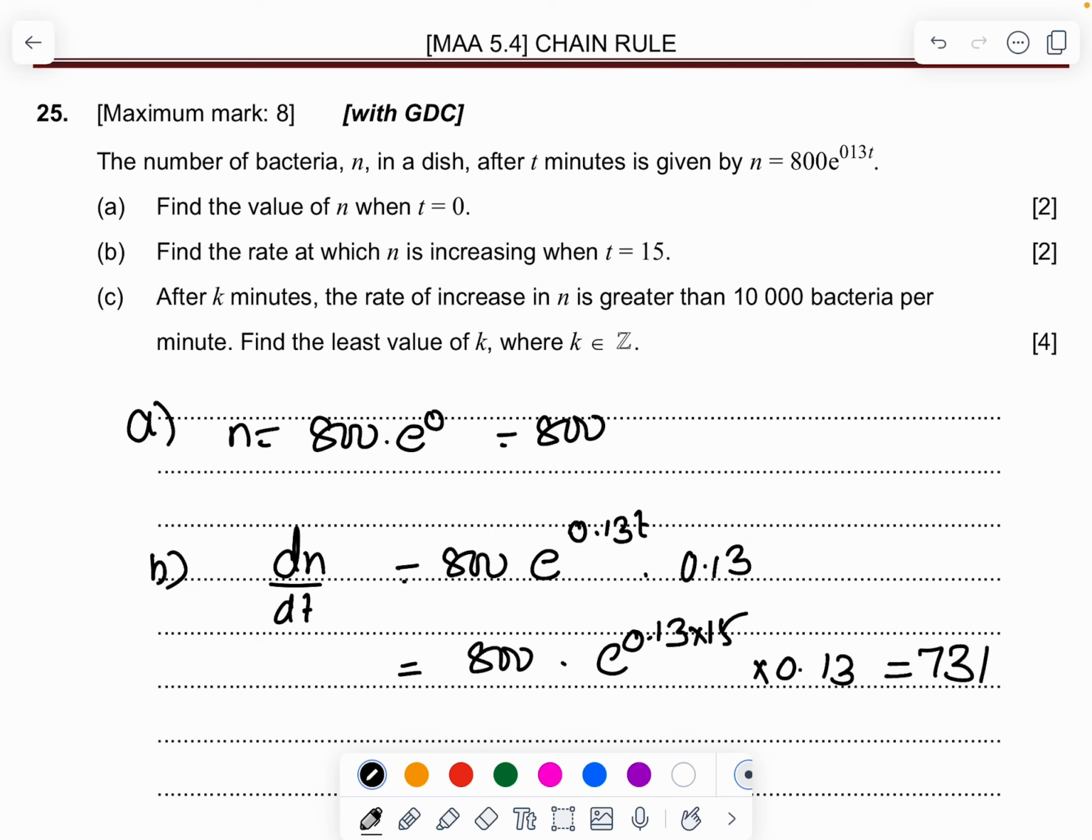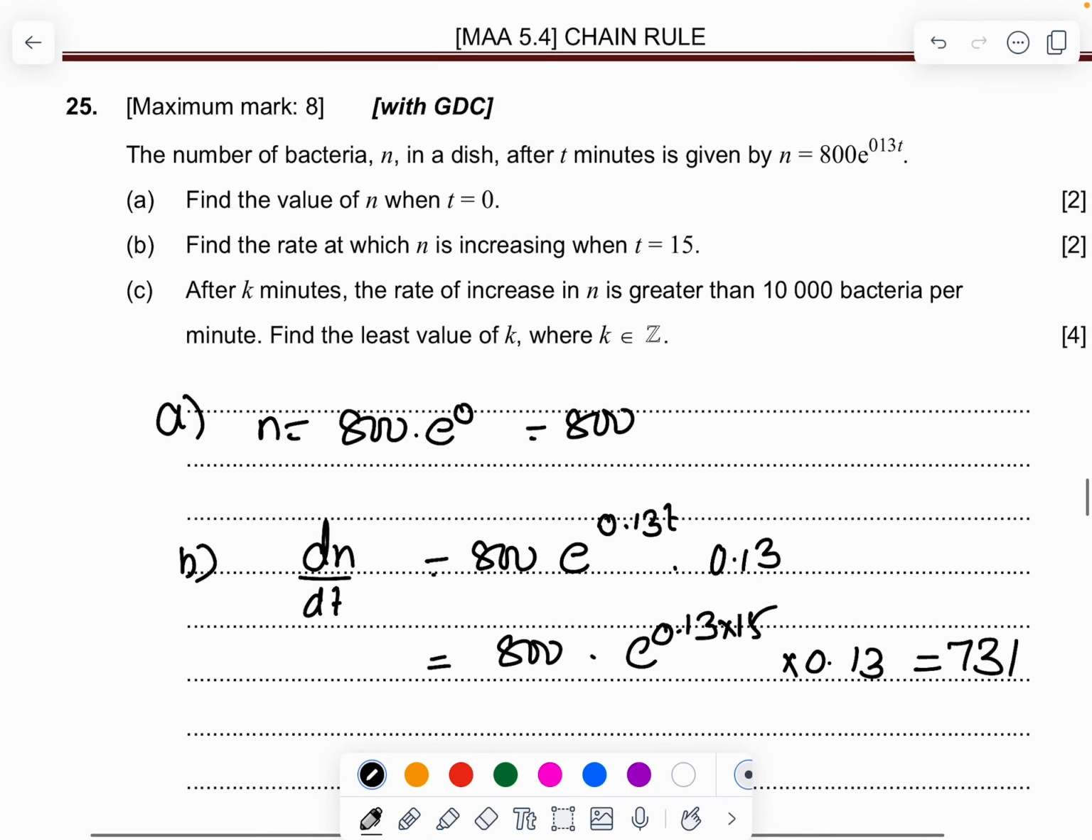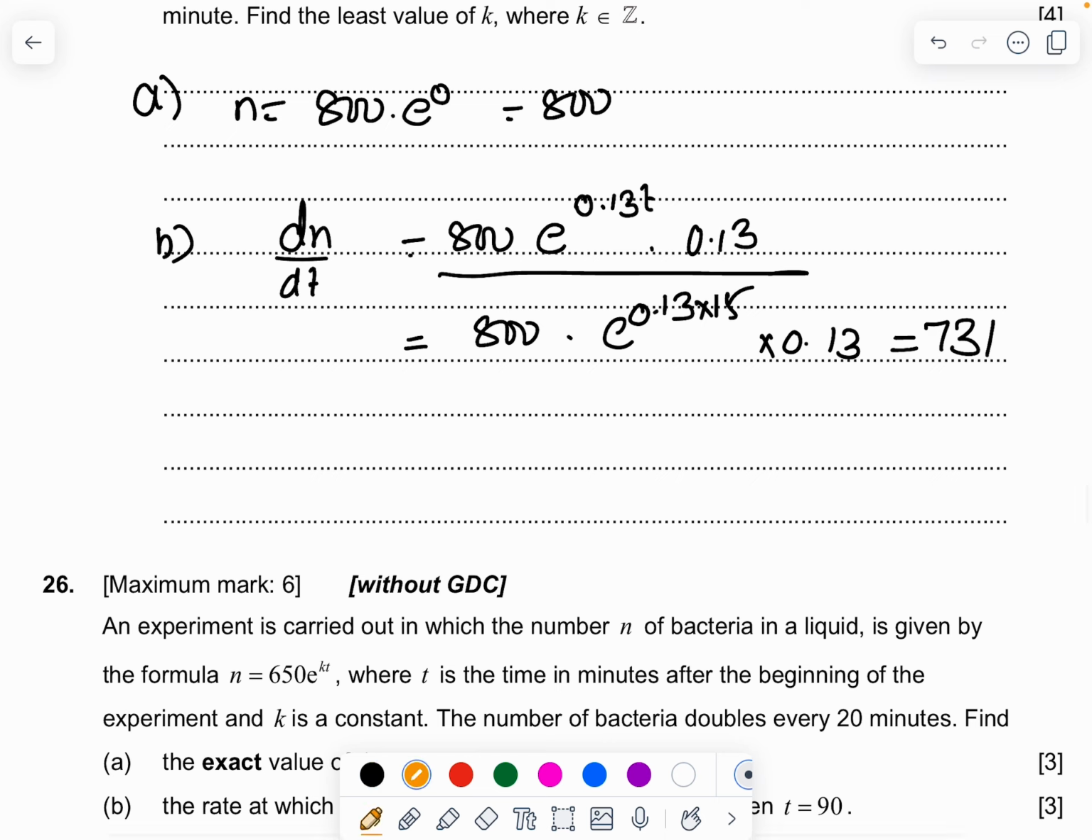Then after k minutes, the rate of increase in n is greater than 10,000. Find the least value of k. After k minutes, this is the formula for the rate of increase. So 800 times e power 0.13t times 0.13 is greater than 10,000. I am going to get the value of t. You can graph this one on the graphing calculator and find the point where it is greater than 10,000. That is the easiest way. So the k value is 36.